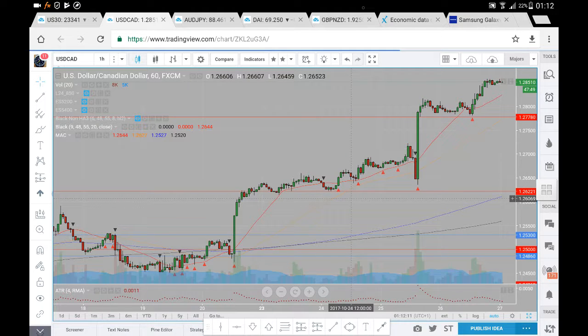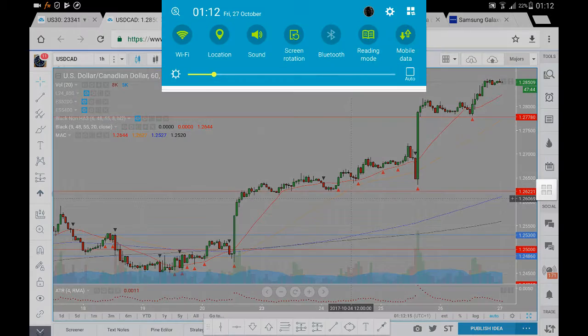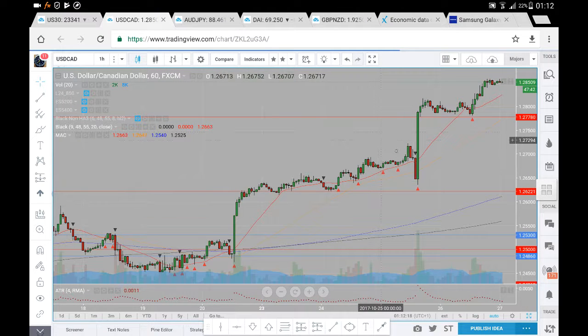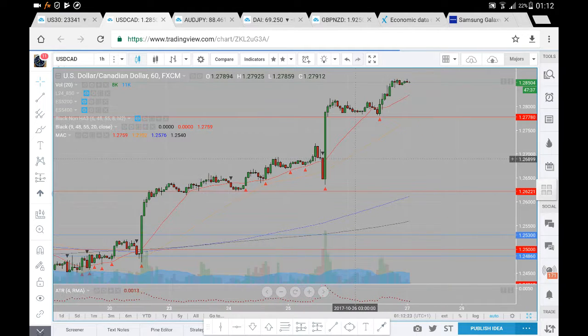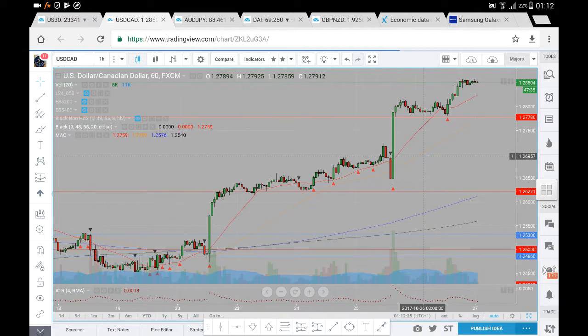So this is the US dollar Canadian dollar analysis for Friday the 27th of October. Now let's have a look at what happened here on the 26th. We've had a couple of strong breakouts above major levels, a bit of consolidation, another breakout again to another level. We had a bit of a retest, close enough of the 127.78. So we had a retest pretty much of this 127.78 region.